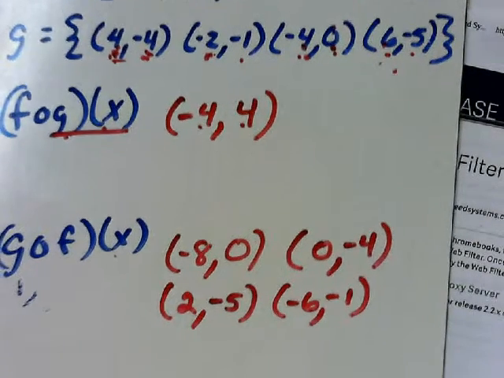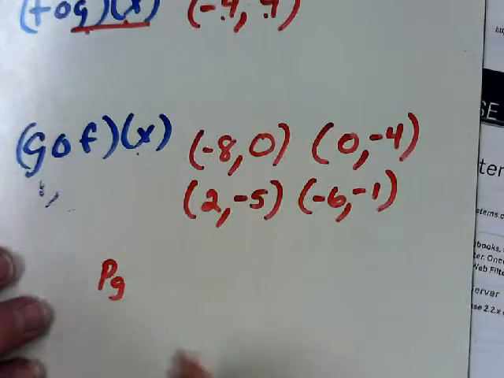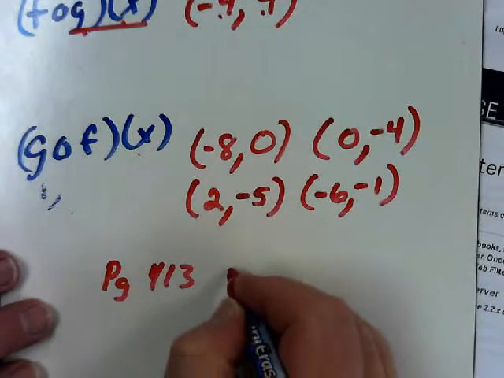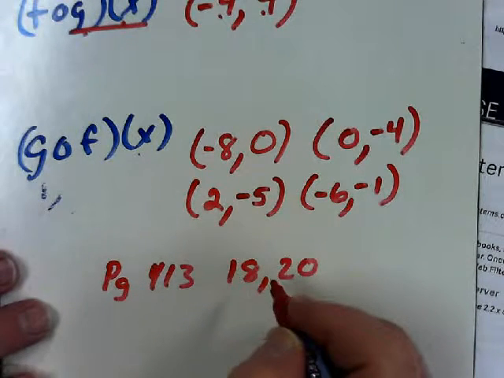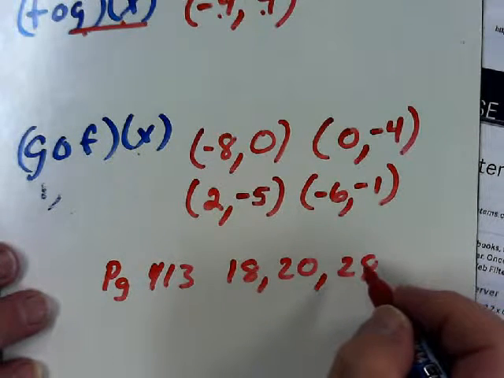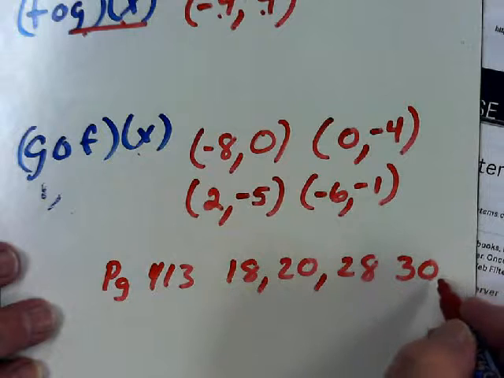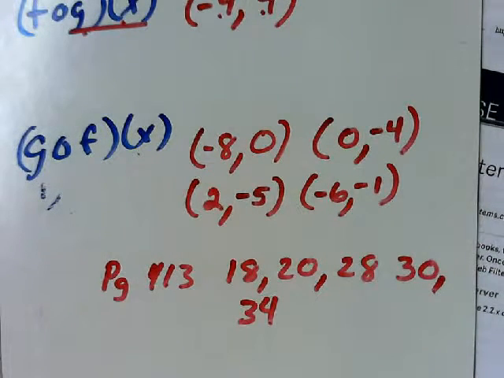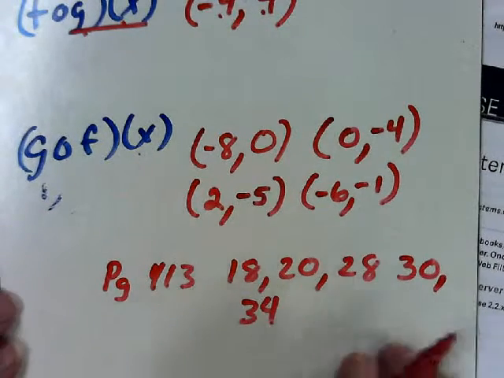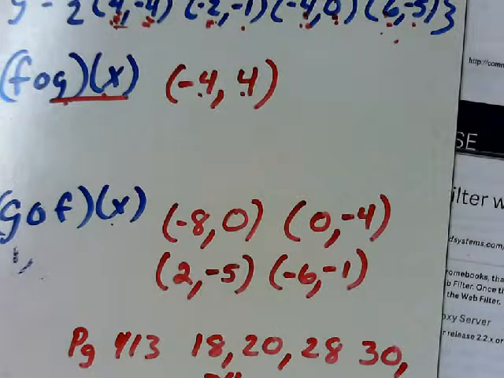Here will be your assignment. Yippee! (18, 20, 28, 30, and 34). 18 and 20 are just like the ones that we did here. 28, 30, and 34 are like we did from the very first. Do you want this?